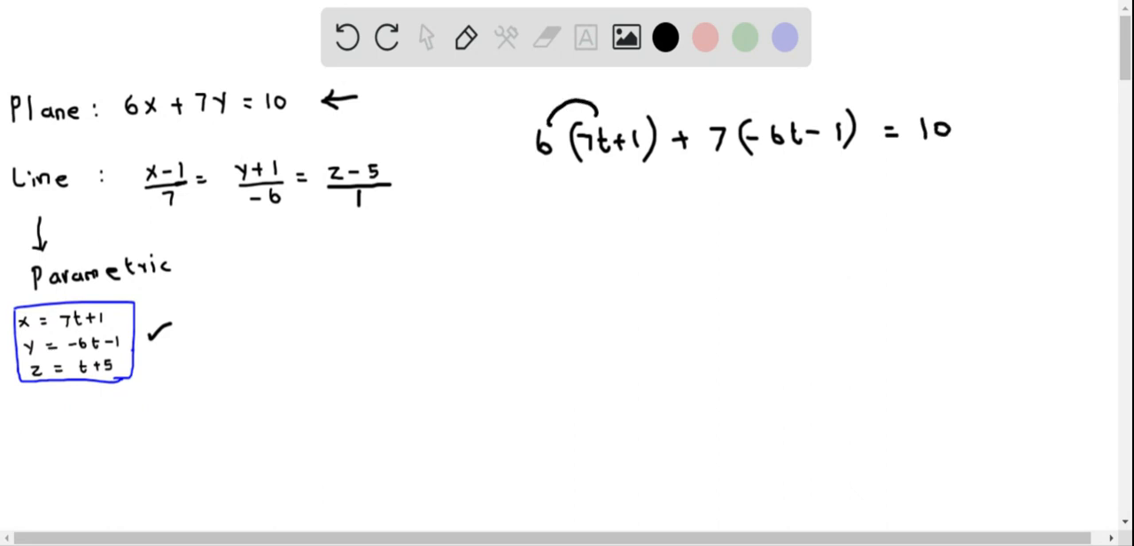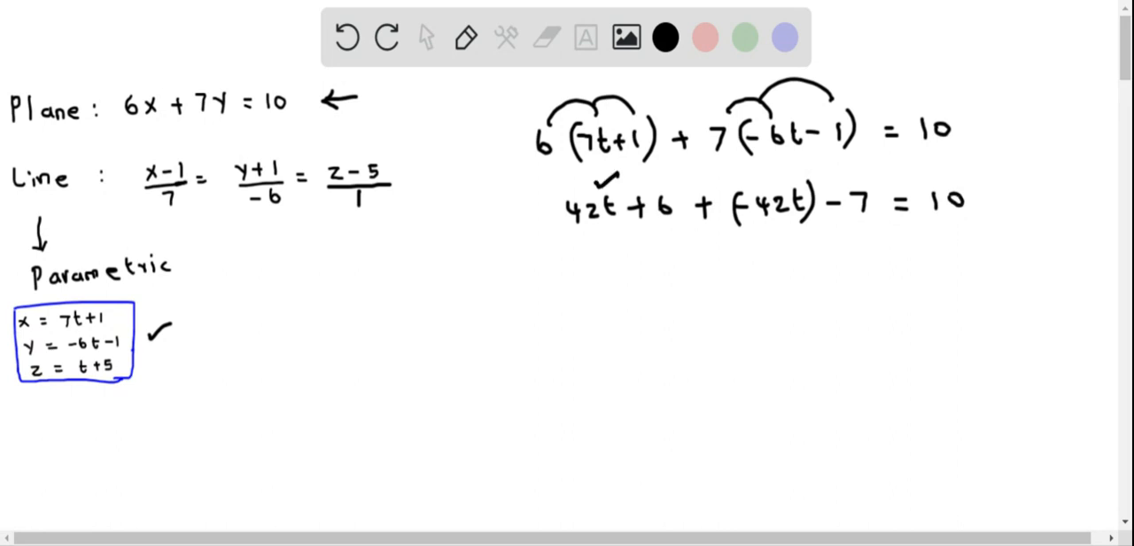We have 6 times 7t is 42t, and then 6 times 1 is 6, and here we have 7 times negative 6t is negative 42t, and then 7 times negative 1 is negative 7, and this equals 10. So we have 42t and negative 42t. So these two cancel out, leaving 6 minus 7 equals negative 1, and this equals 10. So we end up with the situation that this equation is not true for any value of t.